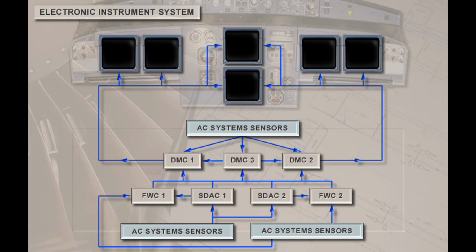The FWCs also acquire data from aircraft system sensors and computers and generate signals to the DMCs. Additional system information is provided directly to the DMCs, which process all signals received and generate the images to be displayed on each of the 6 display units.